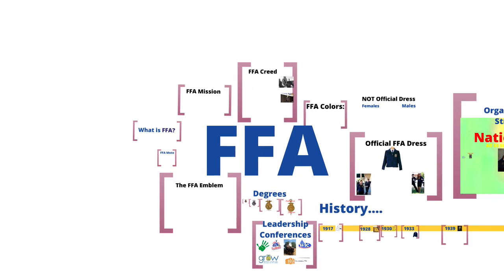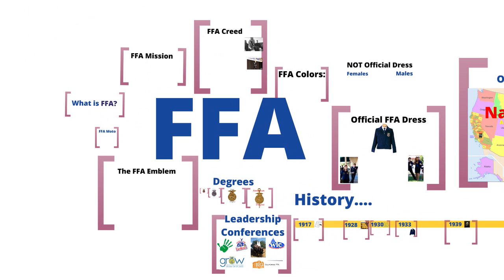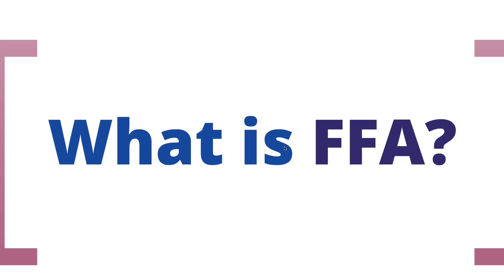So then we come over here to FFA, and you can see that there are all of these things. We've got FFA mission, what is the FFA, the motto, the emblem, history, degrees, official dress, not official dress, creed, colors, conferences, and everything is basically just laid out here in this big blob. Basically any question that you could ever have about the FFA is going to be presented somewhere in here. So we started with the question, what is FFA?